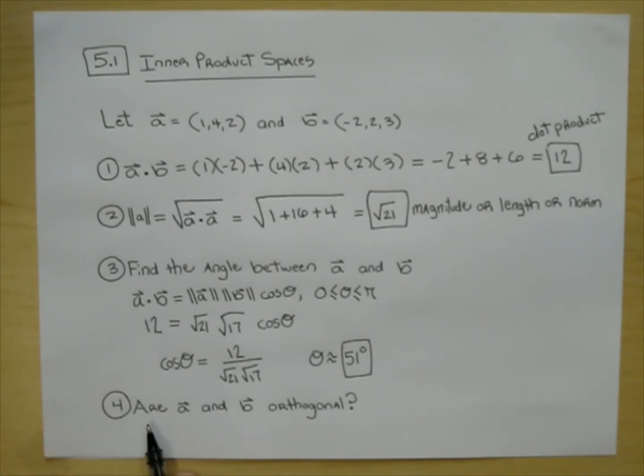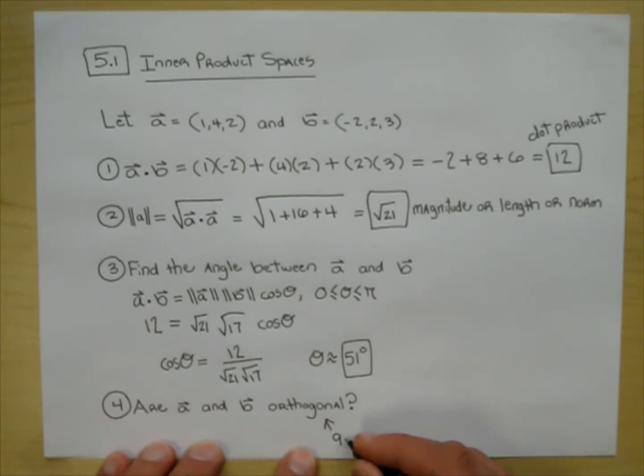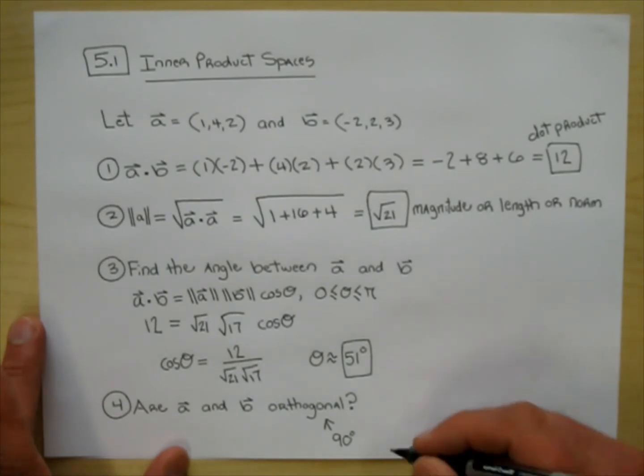Okay. Are A and B orthogonal? Well, in terms of what we're doing here, orthogonal is going to be 90 degrees, or perpendicular. But this word has a more general meaning. But for now, for this example, are these guys 90 degrees? And the answer is no, they're 51.